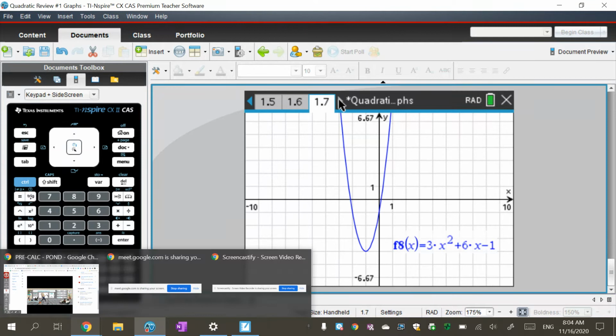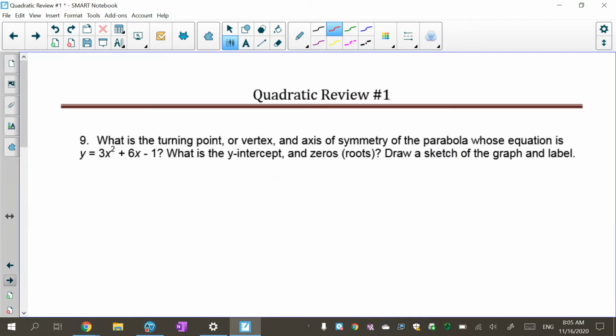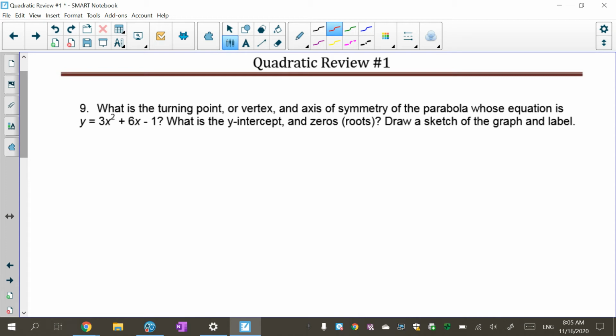All right, so the next one I want to do is number 9. So I'm going back here to number 9. And I actually did this in class as well and did a video. So basically they're saying, what is the turning point or vertex axis of symmetry of the parabola whose equation is 3x squared plus 6x minus 1? What is the y-intercept in zeros and roots, and draw a sketch?